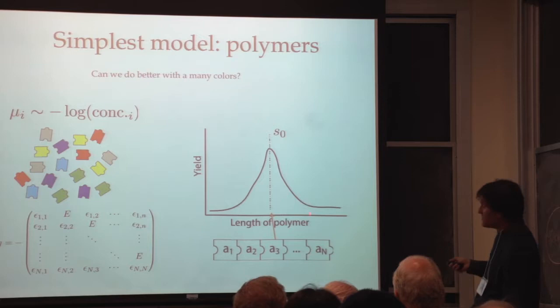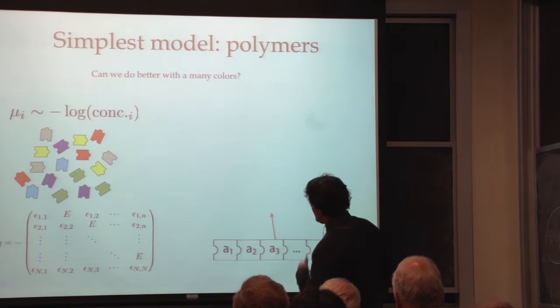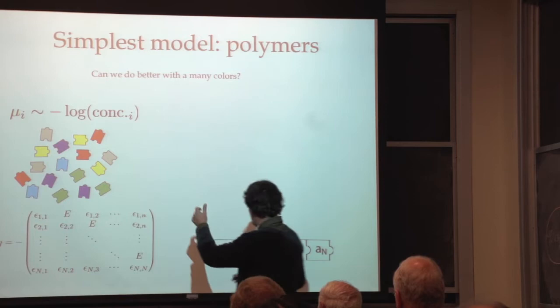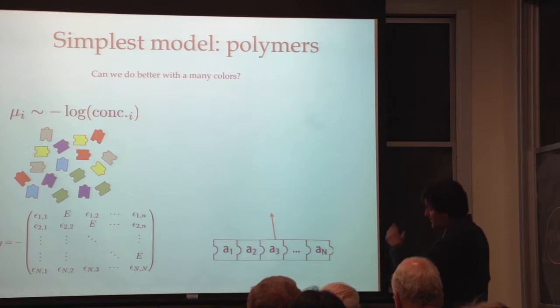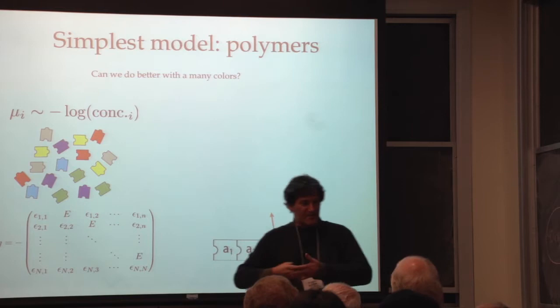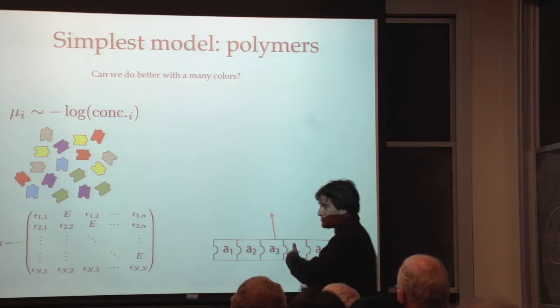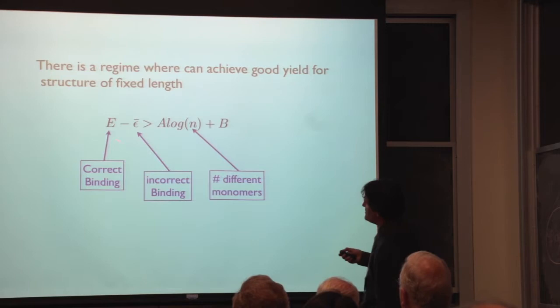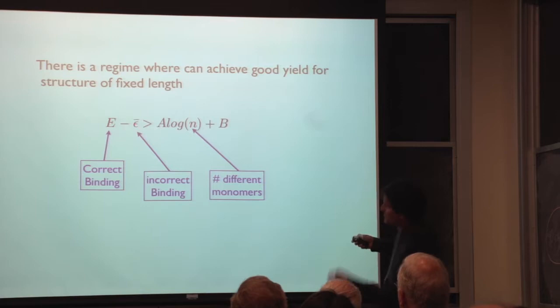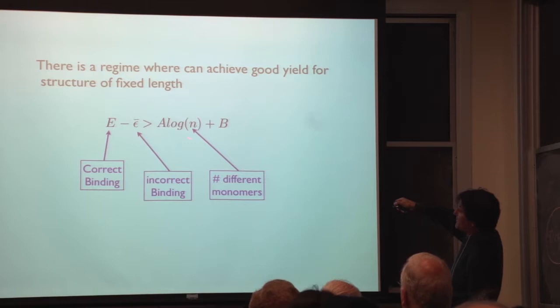It turns out there's a regime where you can do this. What has to be true is that the energy of two sticking to each other, E, has to be much bigger than epsilon, the incorrect binding. Because if they were all of the same order, it would be like the homopolymer problem. You have to make it not be a homopolymer. And the question is, how much bigger does it have to be? That's basically entropic. The calculation shows that the regime where this works is where E, the correct binding, minus some average of the incorrect binding, is bigger than something which is logarithmic in the number of different monomers that you have.